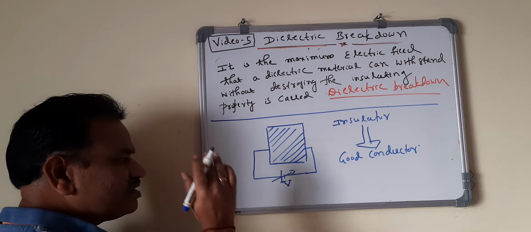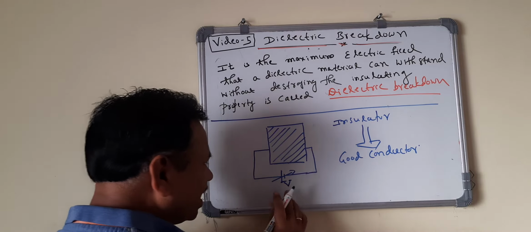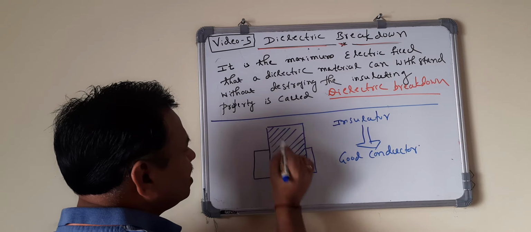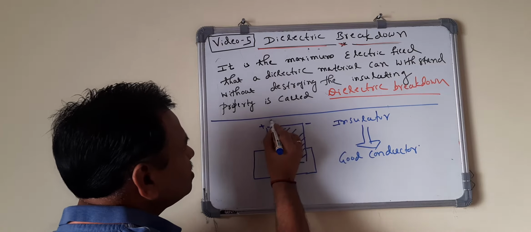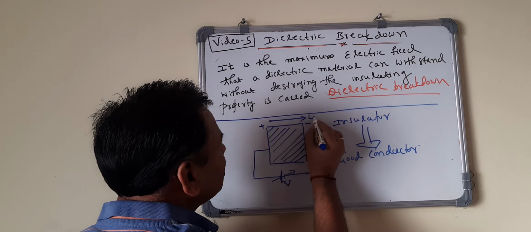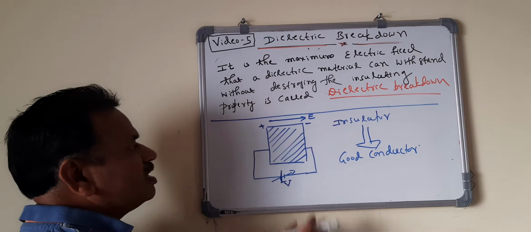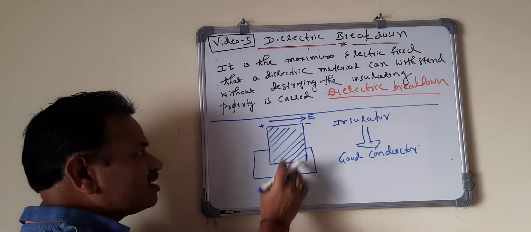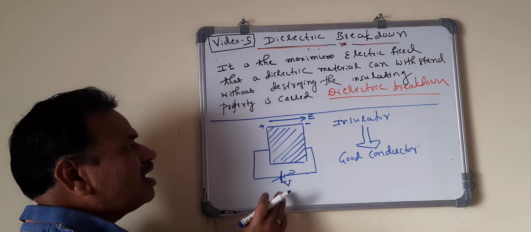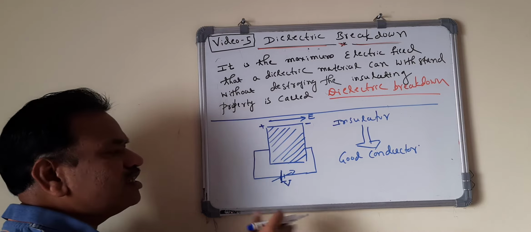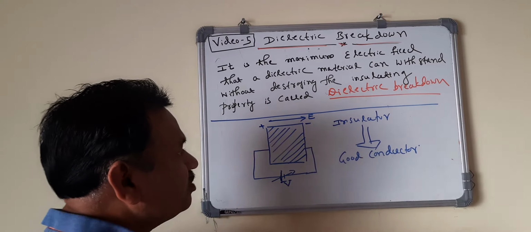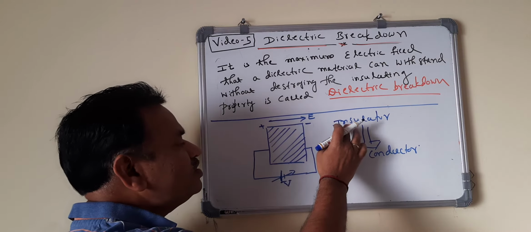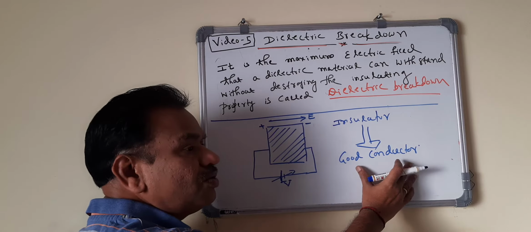When there is a voltage, there must be an electrical field. What is the direction of the electrical field? Here this is the positive terminal, so this is plus, this is minus, and this is the direction of the electrical field. As voltage increases, the electrical field increases. As a result, the breakdown in the material takes place here. No longer is the material an insulator; it becomes a good conductor.